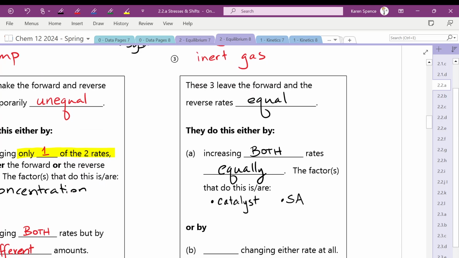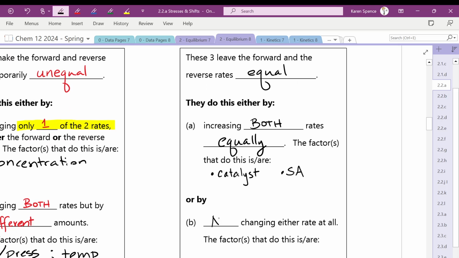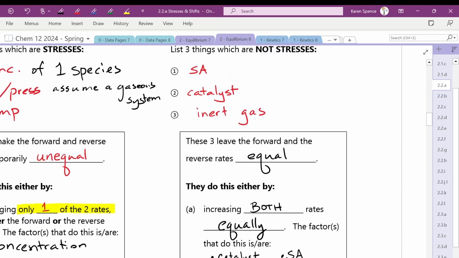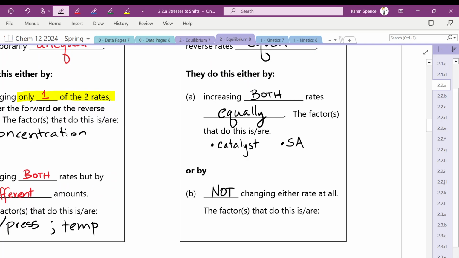Now, the other way that you can have a system still at equilibrium is by not changing either rate at all. If they all just stay the same. And who changes neither rate? The inert gas.